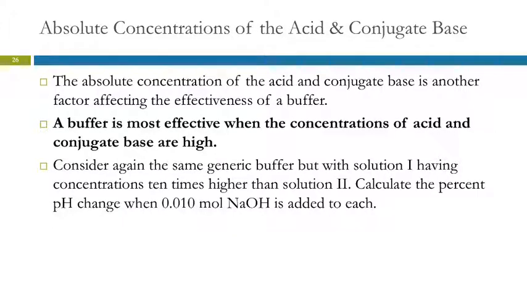The absolute concentration of the acid and its conjugate base also affect the effectiveness. So if we have a buffer where we may have equal concentrations of the acid and the conjugate base, but both of those concentrations are very low, the buffer is not going to be very effective. If the concentrations are high, the buffer will be more effective. So we're going to look at that same buffer again. So the pKa is 5.0, but now solution 1 is going to have concentrations that are 10 times higher than solution 2. We're still going to add 0.01 moles of sodium hydroxide and see what the change in the pH is.